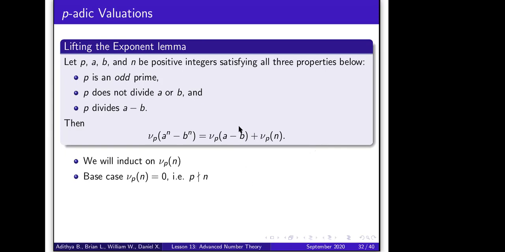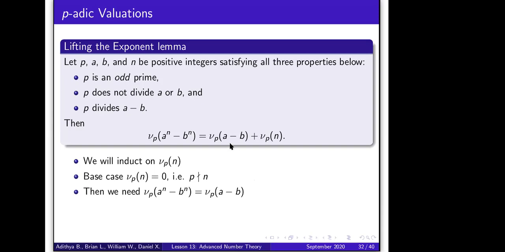So let's deal with the base case first. If v_p of n is 0, then we want to show this. How might we go about doing this? We want to show that the v_p of the difference of powers is exactly the same as the v_p of the difference. Is there a helpful restatement we can make of this? Yes, the factorization will be nice here.